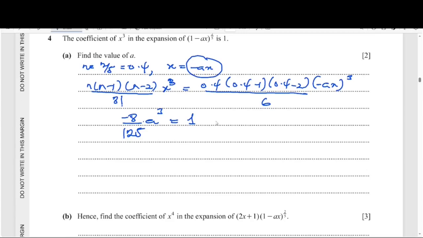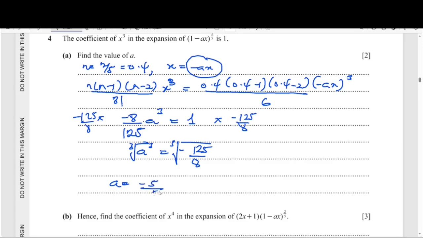Alright, so you multiply through by negative 125 over 8, and then this part cancels out and we have a cubed is equal to negative 125 over 8. We take the cube root of both sides, and then we have the cube root of negative 125 is negative 5, the cube root of 8 is positive 2. So our a is equal to negative 5 over 2, or you can write negative 2.5, and that's the value for a.